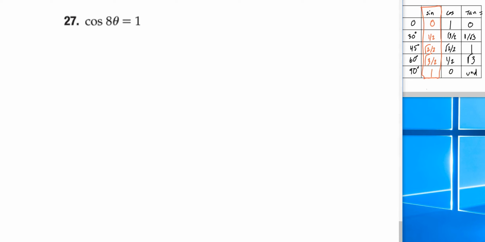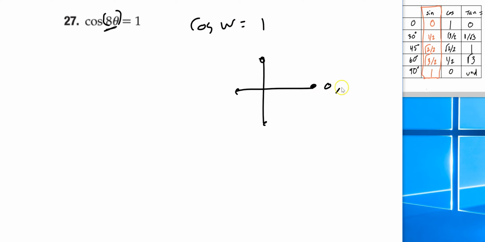Last one, and we'll stop. So this one, cosine 8 theta equals 1. Remember, don't overthink it. What you do here is you just ignore the 8 till the end. Just solve cosine of something equals 1. So where does cosine equal 1? At 0 and 2 pi. And again, this keeps on going forever and ever.